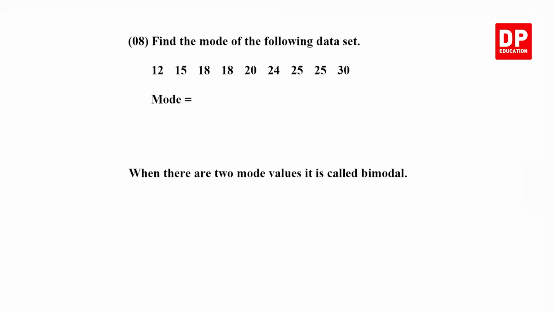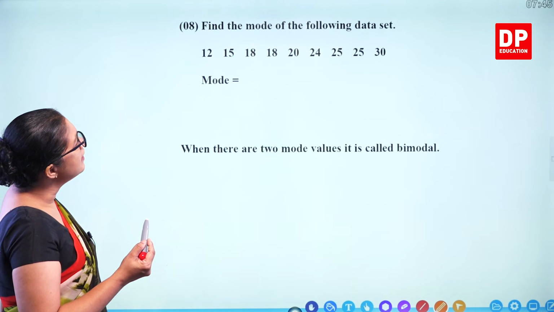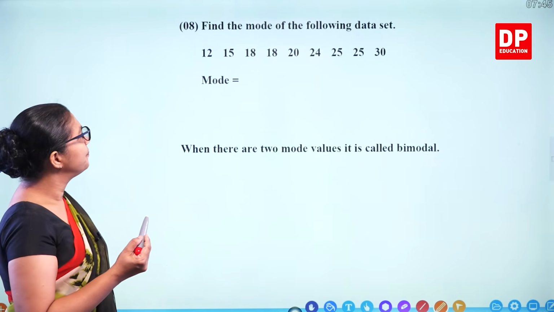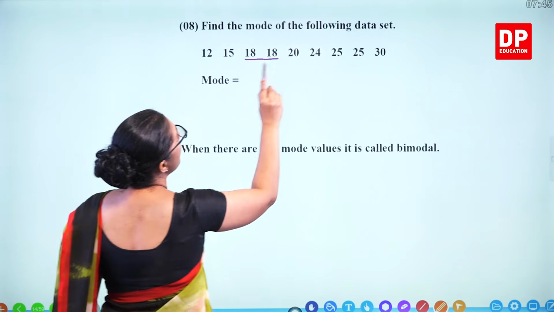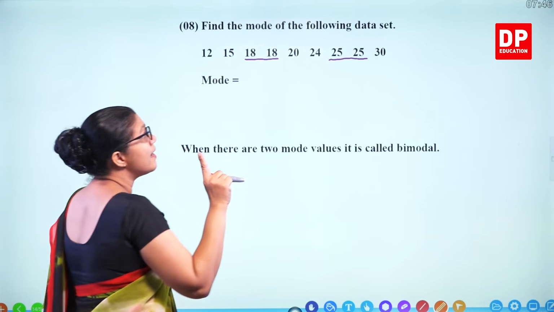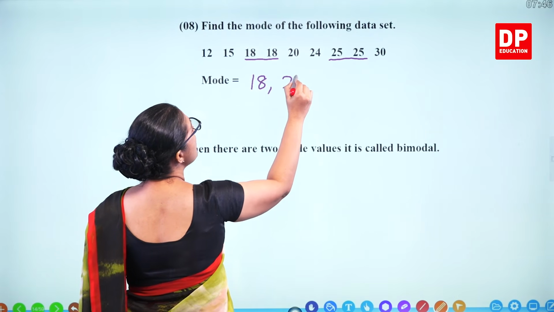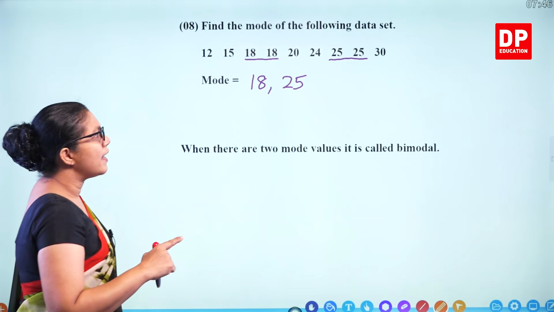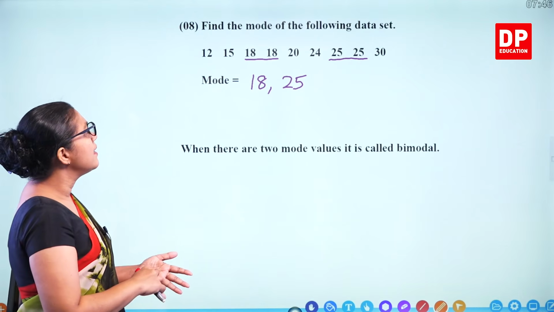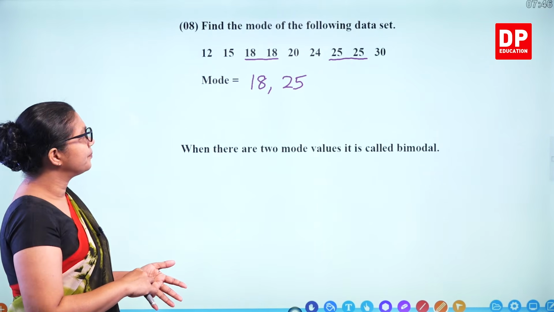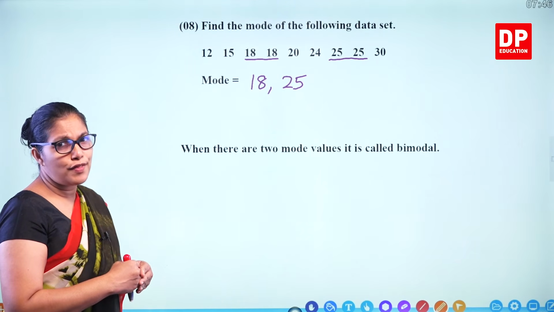Find the mode of the following data set. It's easy to write in increasing order. So already this is in increasing order. Then identify: this is once, this is once, this is 2 times, and once, this is 2 times. Now here 2 numbers are getting 18 as well as 25 as mode values. So this is called bimodal. When you get 2 mode values, you can say this is bimodal. If it's 3 numbers, you have to write all 3 numbers for the mode value.